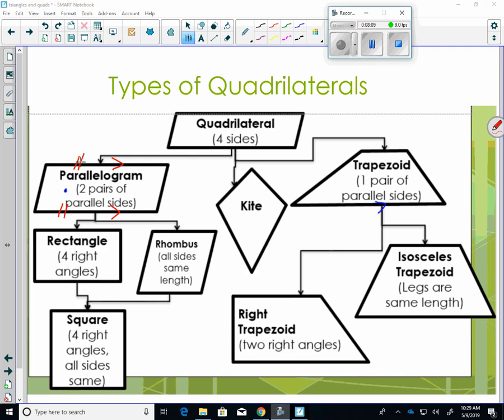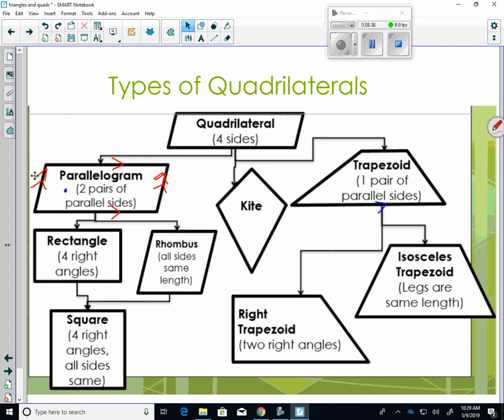Okay, so let's go back to this. Let's get rid of those. Now we've got two pairs of parallel sides. How can I show that? These sides are parallel here, and these other sides are parallel as well. So what you do is you put a double arrow. You indicate that the double arrow ones are parallel, and the single arrow ones are parallel to each other.